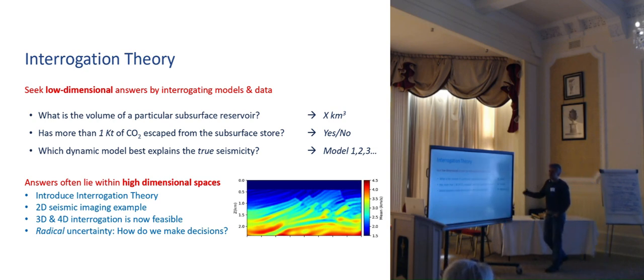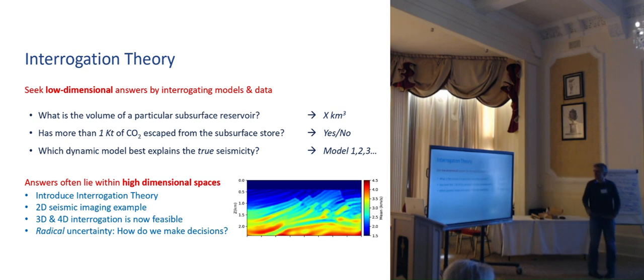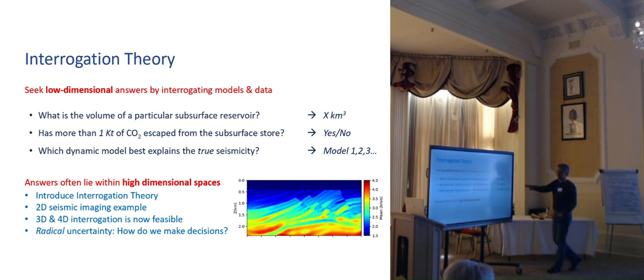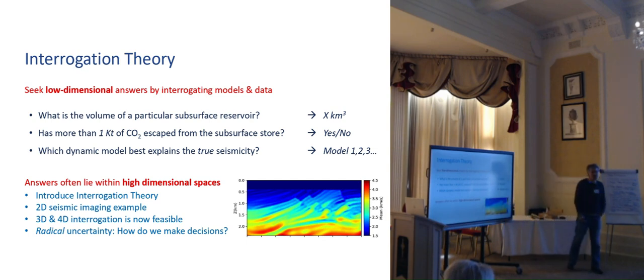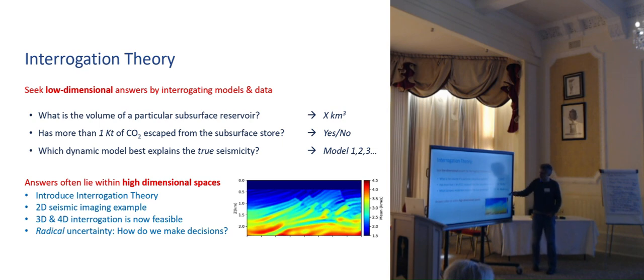Which dynamic model explains the true seismicity? We've got a choice of models, 1, 2, 3. It's a discrete answer out of a set. So very low dimensional or even zero dimensional answers that we want. But often they lie within very high dimensional spaces. So, for example, subsurface images. In a subsurface image, every single pixel has the freedom, a continuous freedom over values, and so is an independent dimension. So this image here has about 10,000 dimensions. So we seek a 1 or 0 dimensional answer within a 10,000 dimensional space.